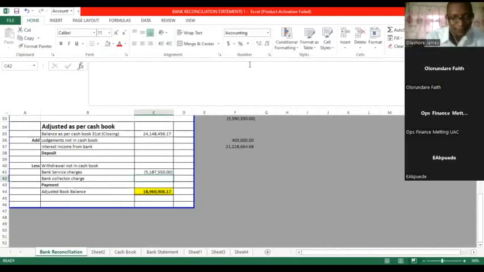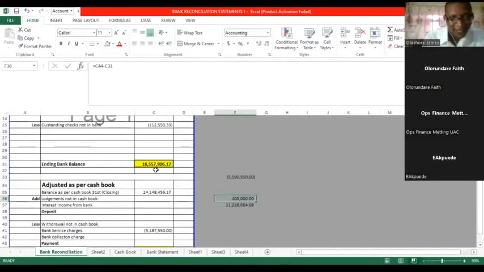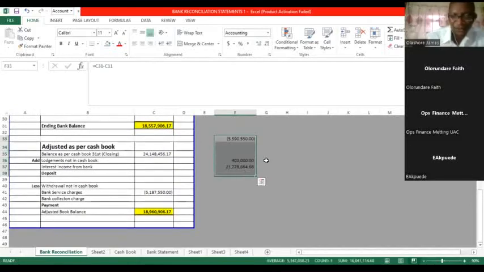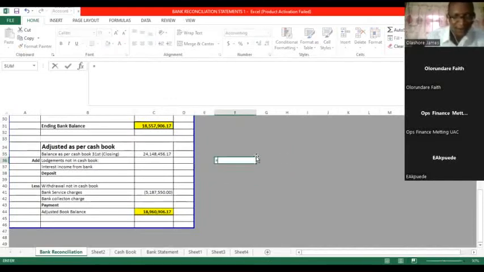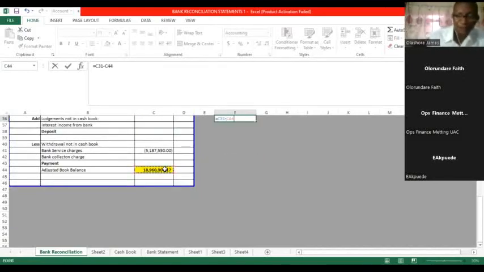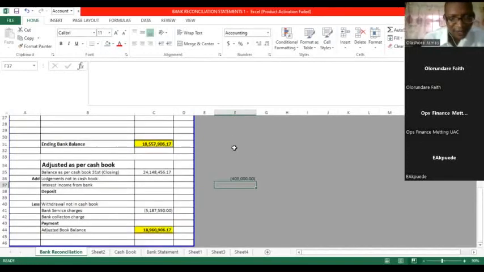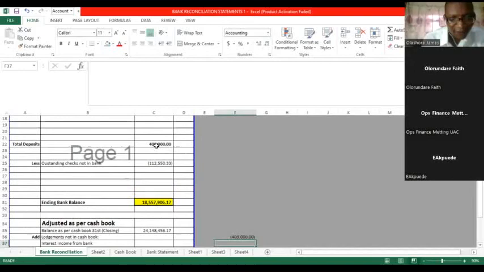Okay. Now we are close by. Now we're having 18,557, and here we're having 18,960. So let's find the difference between the two. So we say this figure, ending balance in bank after adjustments, then ending balance in cash book after the adjustment. We're having 403. I'm familiar with that figure, 400.